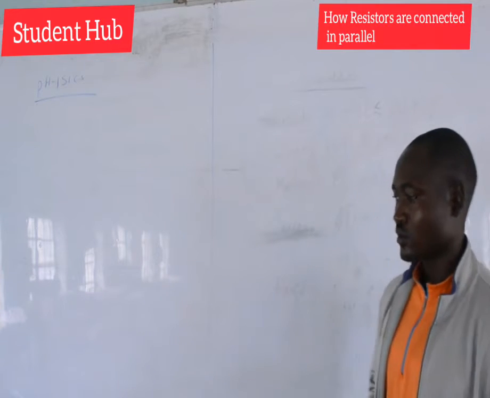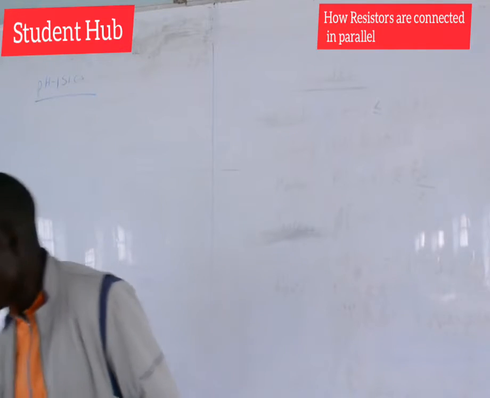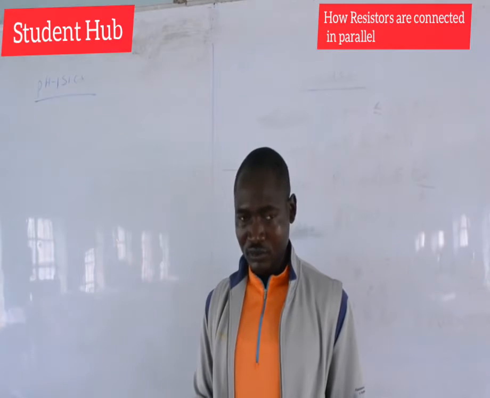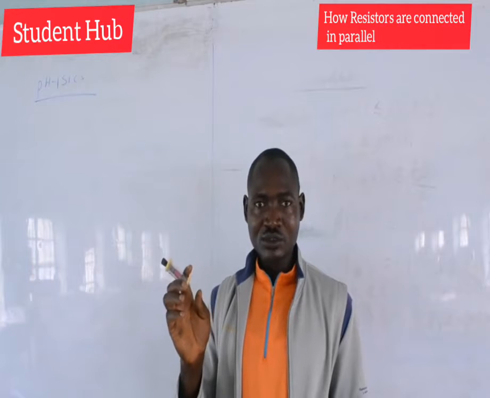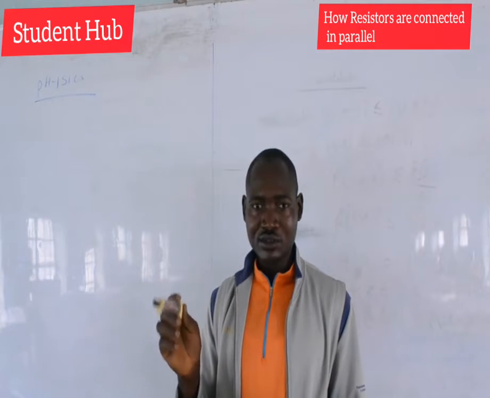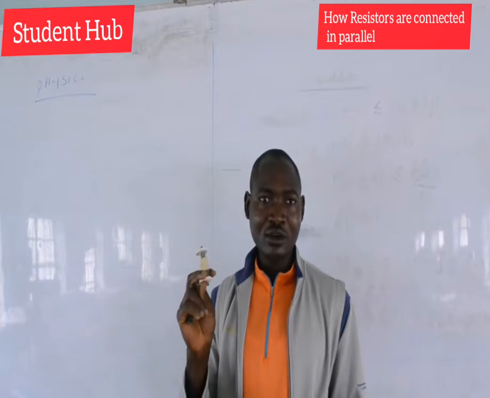So, before we continue, let me show you a sample of resistors. These ones are the resistors we are talking about. This is a standard resistor. This one is also a standard resistor of 1 ohm.